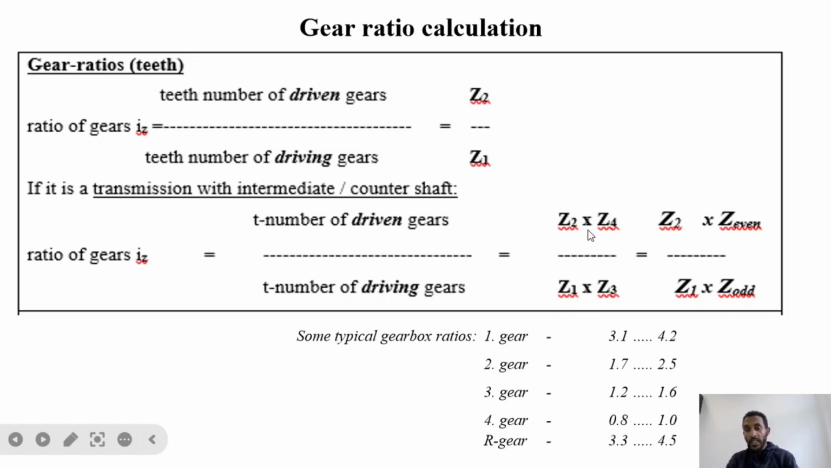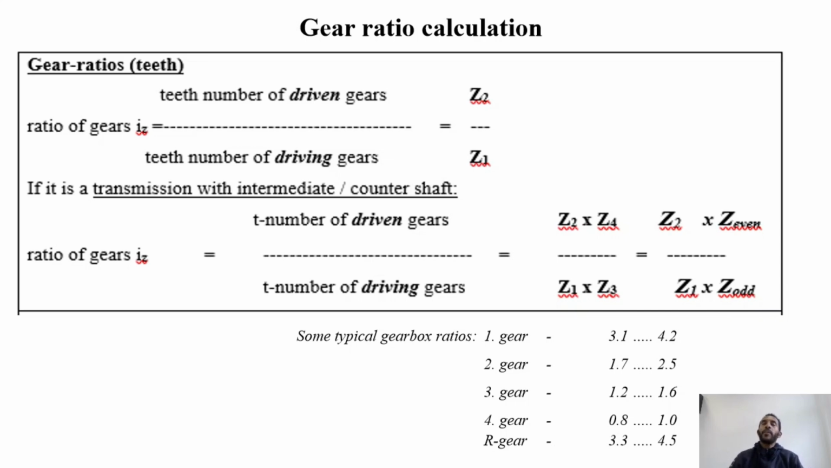So driven over driving. This one is from the input shaft, and this is the counter shaft, and this one is obtained from the input gear, and this is the output final gear. So this is how we calculate the gear ratio for this part.